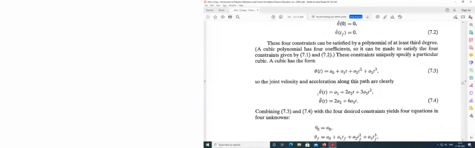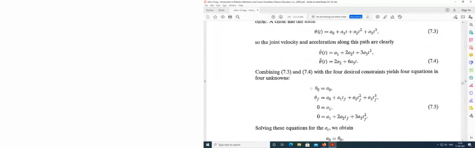In a mathematical sense we can write those constraints in this form. theta dot is equal to 0 at t is equal to 0, and theta dot is equal to 0 at t is equal to tf. Now we have four constraints, and now we can calculate the four coefficients. This is the position as a function of time, and if I take a time derivative, I'll get velocity as a function of time and acceleration as a function of time.